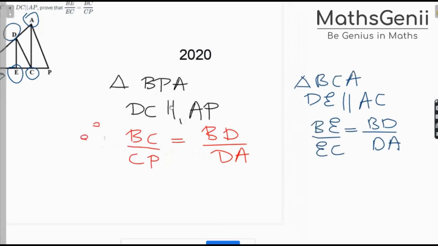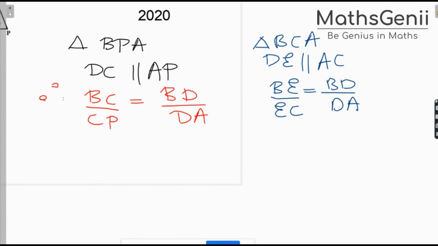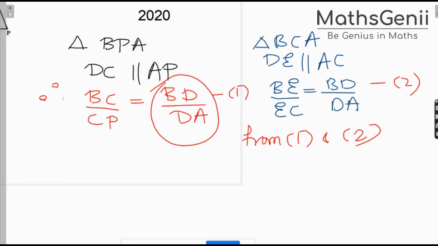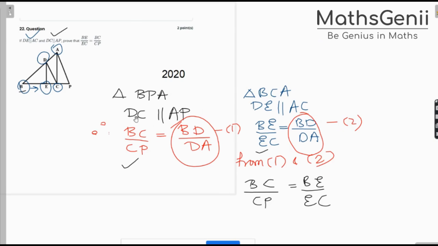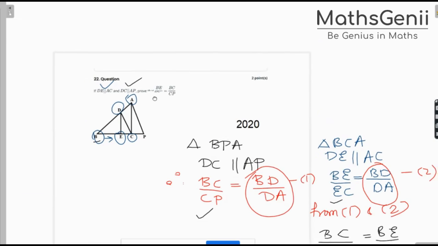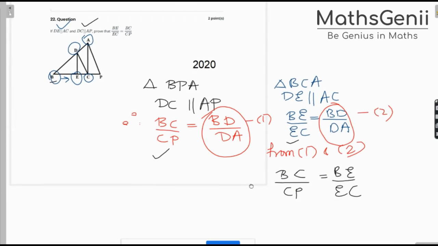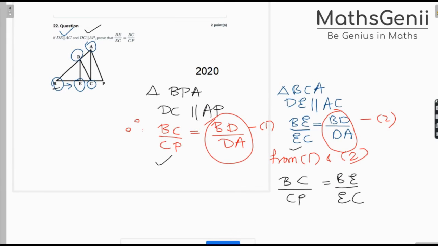So when you carefully look at these two conditions that have been obtained, from 1 and 2, see, this is also BD upon DA. This is also BD upon DA. Correct? So with this, what can I conclude? That this and this are equal. Hence proved. Look at the question. This is what you wanted to prove: BE upon EC is equal to BC upon CP. So simple. Let's move on to the next question.